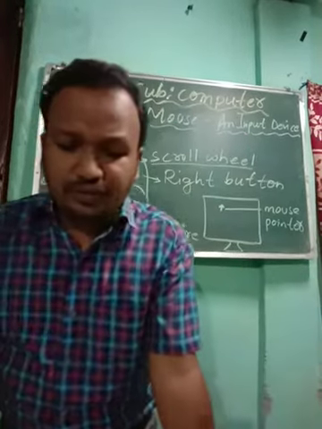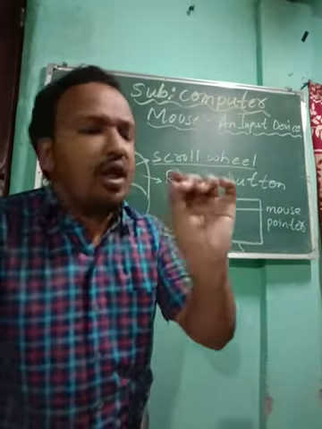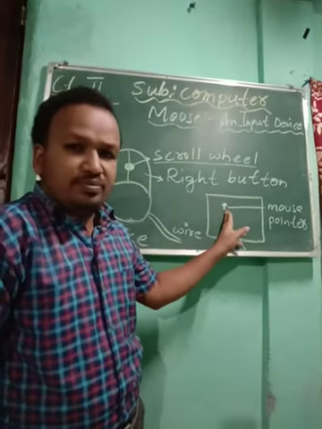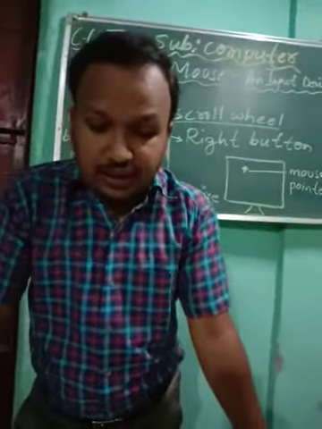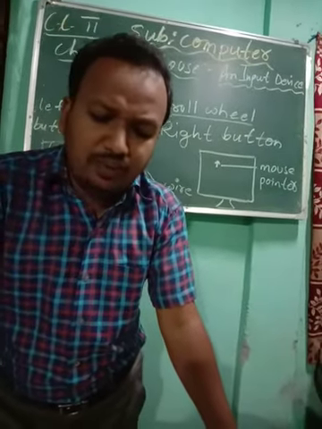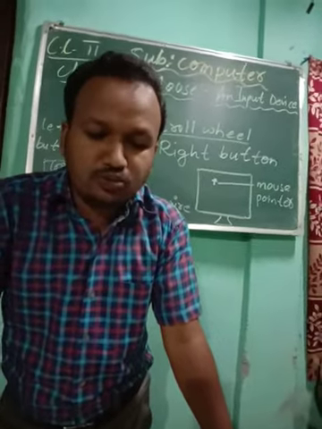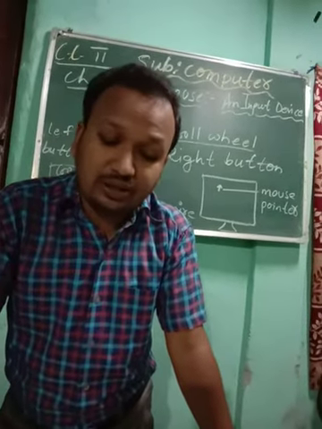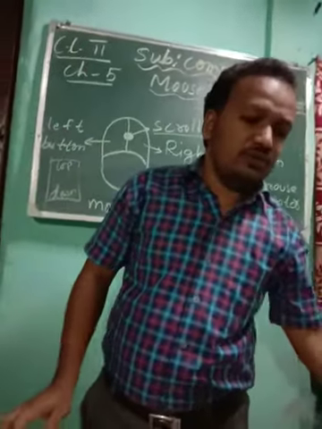So you see, whenever you move your mouse, you'll see a small arrow on the monitor screen. That is known as what? Mouse pointer. Now, when you move the mouse on the mouse pad in any direction, the mouse pointer also moves in the same direction on the screen. Suppose this is your mouse.